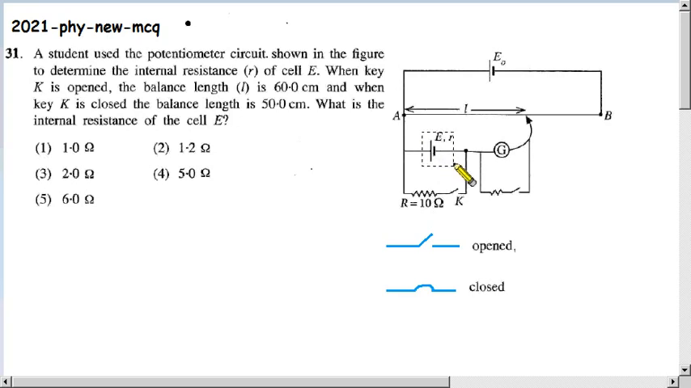Cell E means this one. Simple r is what they want. They want us to find simple r, this one.